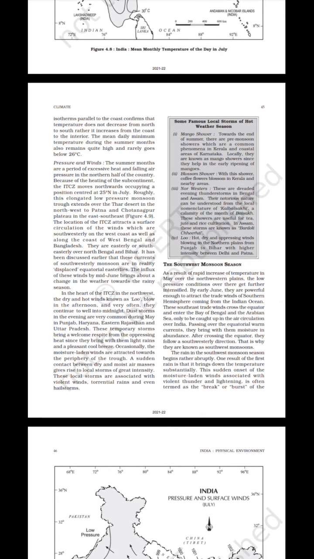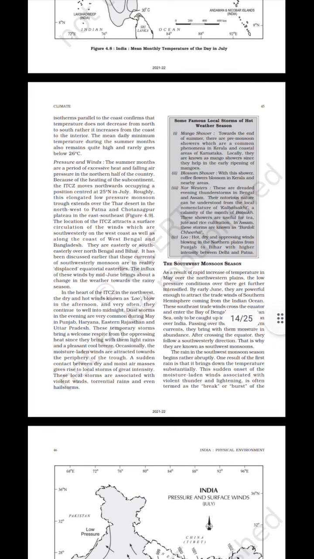The southwest monsoon season: as a result of the rapid increase of temperature in May over the northwestern plains, the low pressure conditions over there get further intensified. By early June, they are powerful enough to attract the trade winds of the southern hemisphere coming from the Indian Ocean. These southeast trade winds cross the equator and enter the Bay of Bengal and the Arabian Sea, only to be caught up in the air circulation over India.